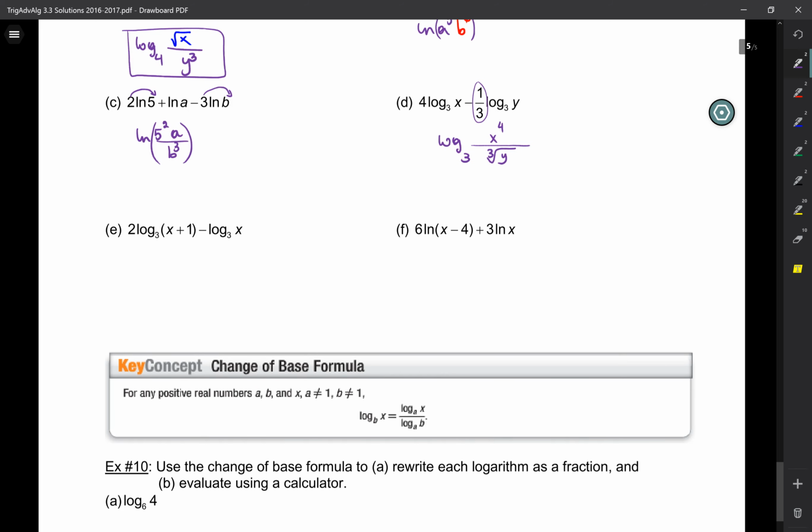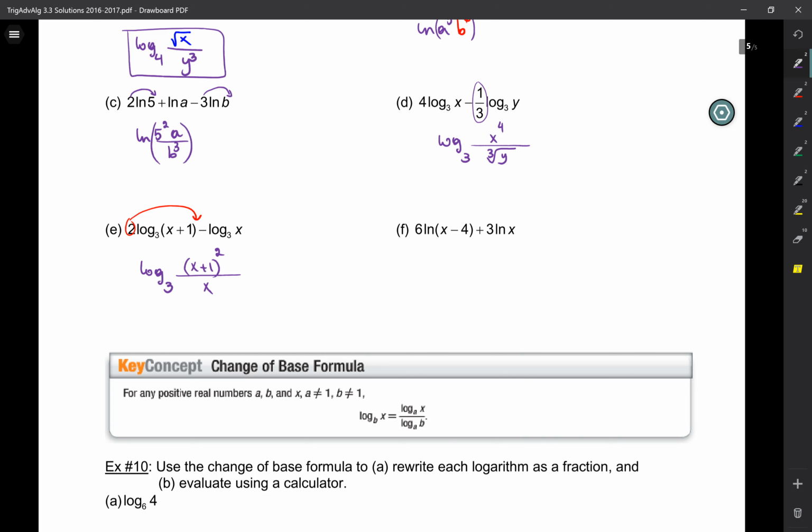Okay, so now here I have 2 log base 3 of x plus 1. So when the 2 becomes an exponent, it's of the x plus 1 entirely. So it's just this one I'll do because we haven't seen one like this before. So it's log base 3 of x plus 1 to the power of 2 over just x. And that's it. You don't have to simplify. You don't have to do anything. This is how you leave it.